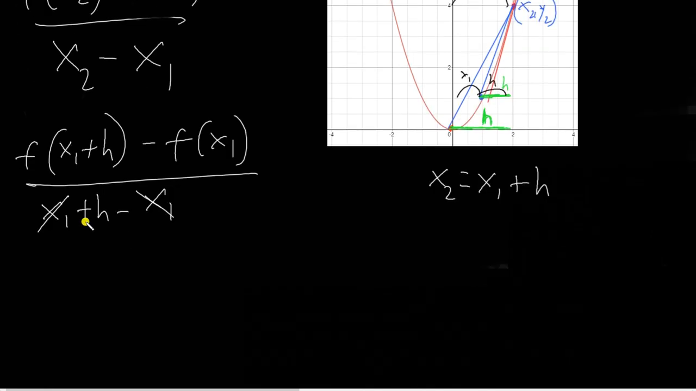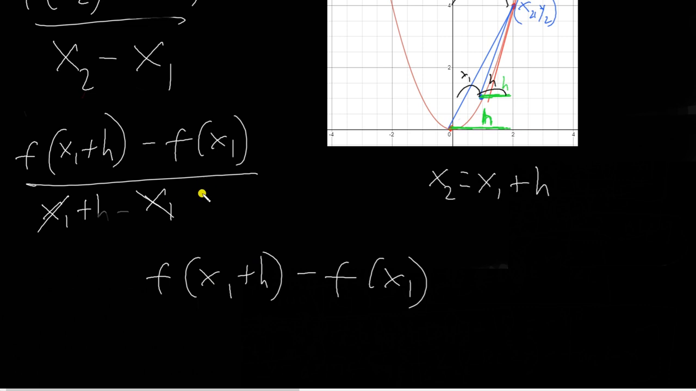Let me rewrite that. Let me just move that over a bit. I'll say f of x1 plus h minus f of x1, and then the x1s are gone here, so I'm just left with h in the bottom.